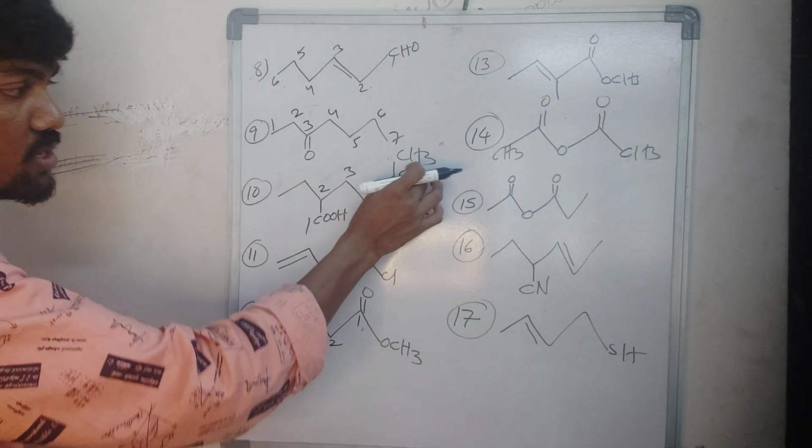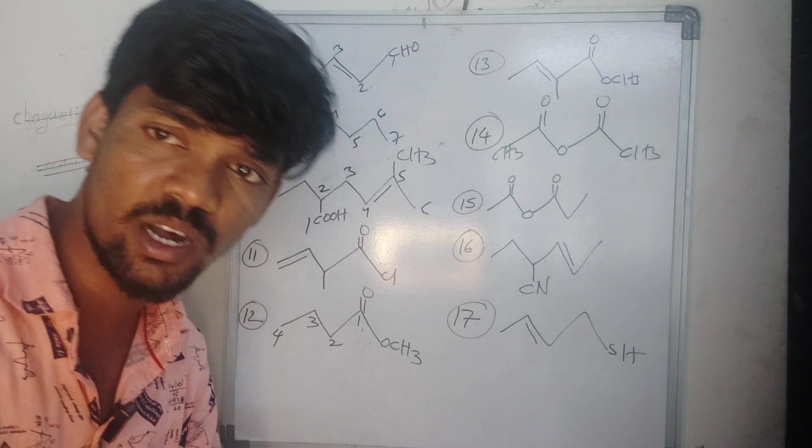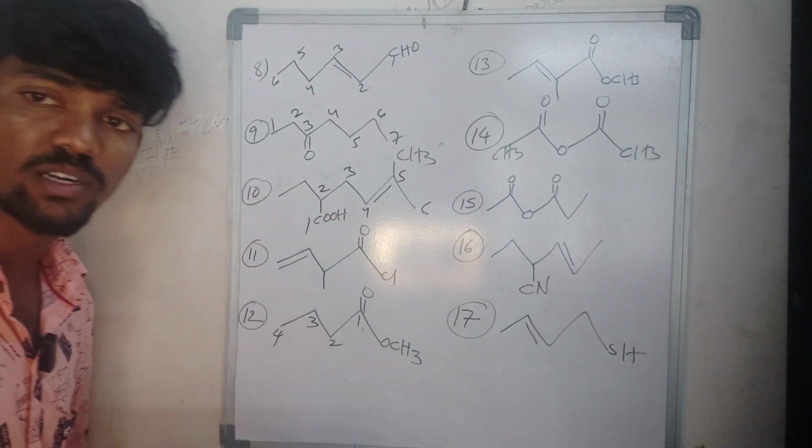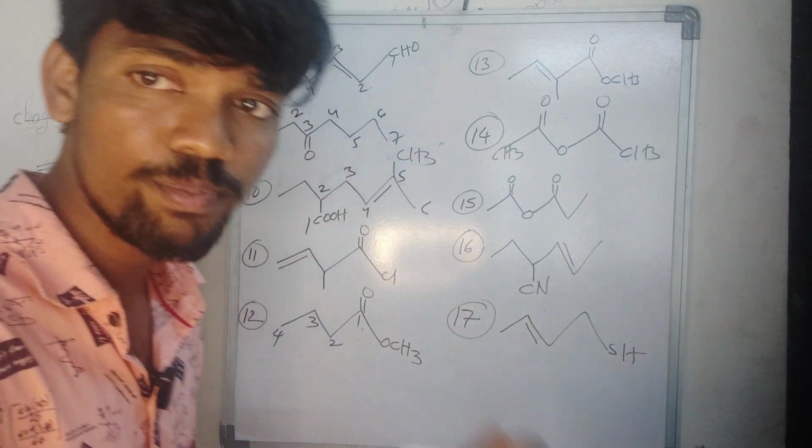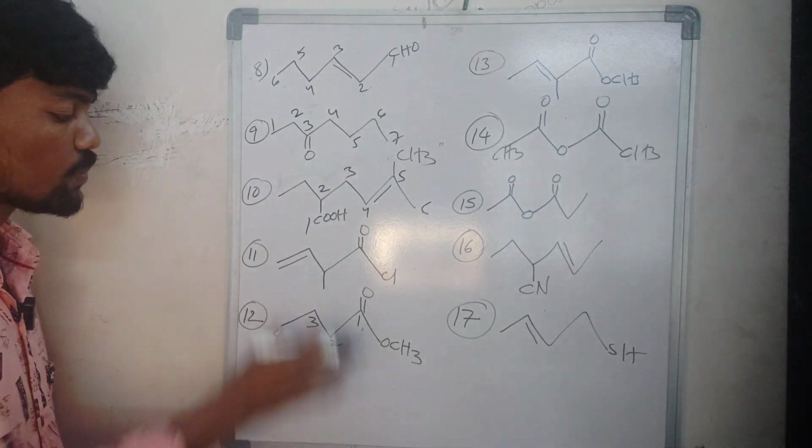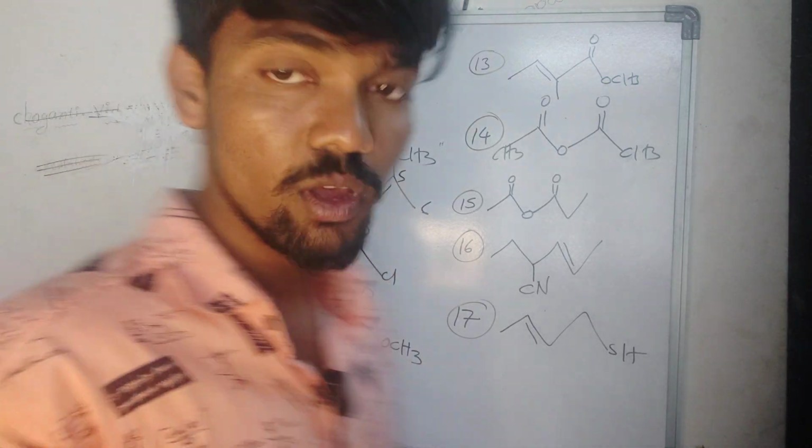Why? Because unsaturation is not preferred first. Why? Because it is lower than the functional group. A functional group must and should be given first priority. So coming to the 11th question, what is there?